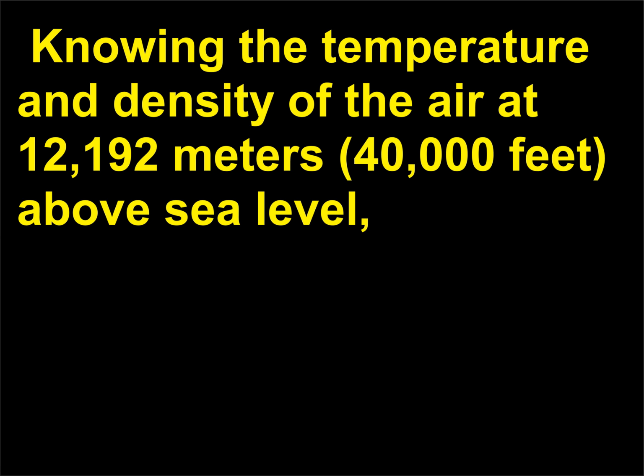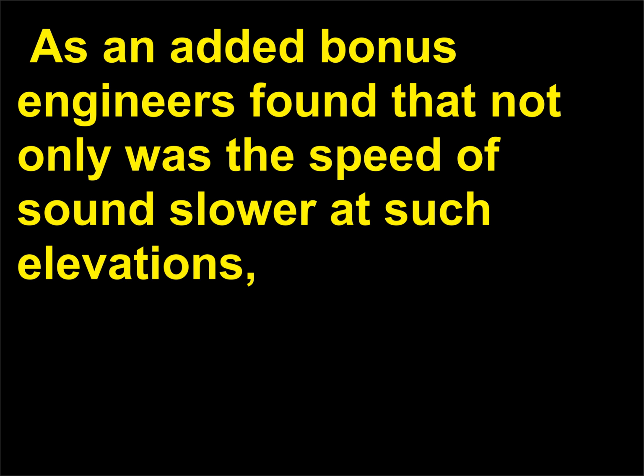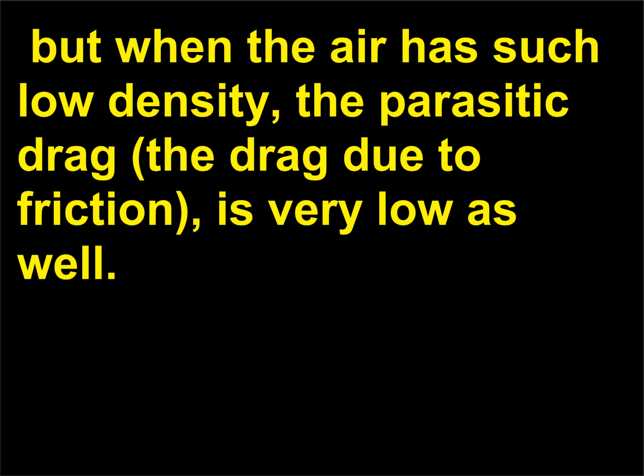Knowing the temperature and density of the air at 12,192 meters, 40,000 feet, above sea level, scientists determined that the speed of sound would be reduced to only 660 miles per hour. As an added bonus, engineers found that not only was the speed of sound slower at such elevations, but when the air has such low density, the parasitic drag, the drag due to friction, is very low as well.